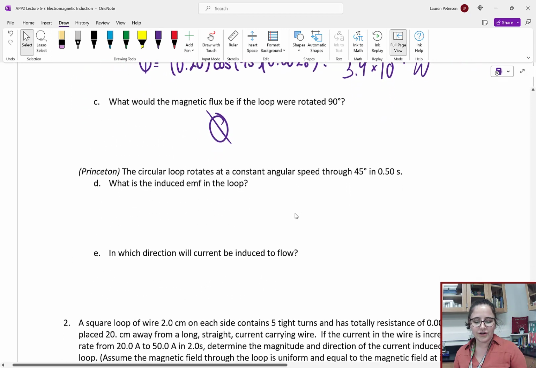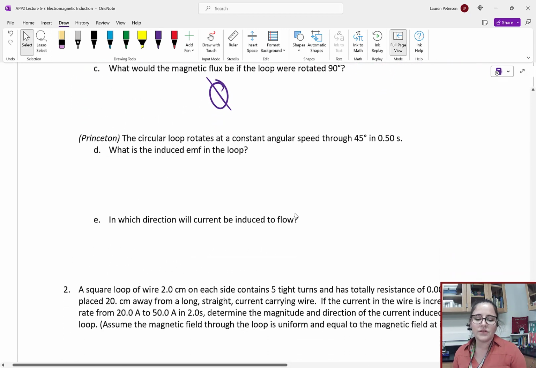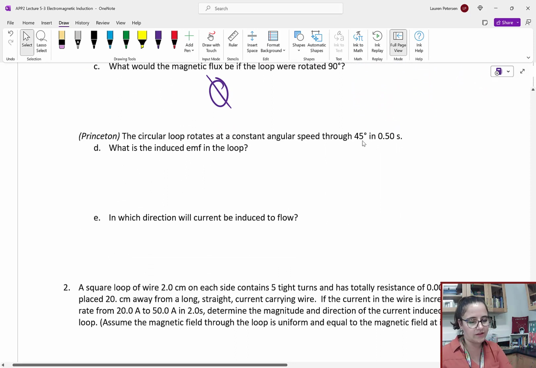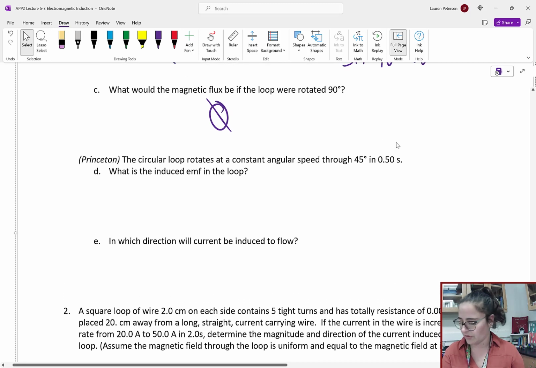Two last ones, I lied. That circular loop rotates at a constant angular speed through 45 degrees in 0.5 seconds. So what is the induced EMF in the loop?